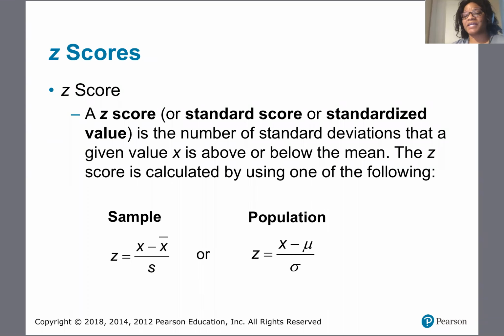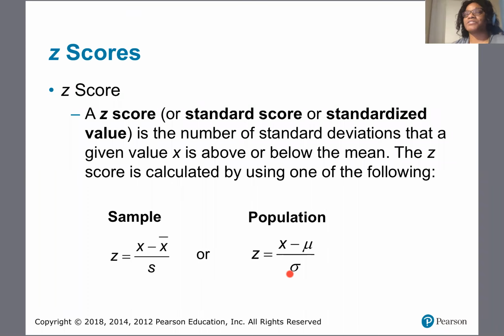If we have a sample, we use the equation on the left, which is z equals x minus x bar divided by s, where x bar is our sample mean and s is our sample standard deviation. On the right, we have z equals x minus mu over lowercase sigma, where mu is the mean of the population and lowercase sigma is the standard deviation for the population.